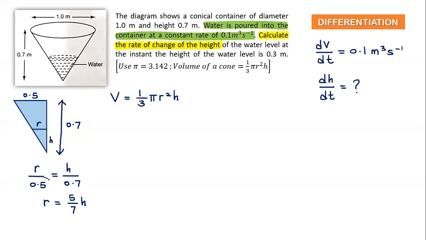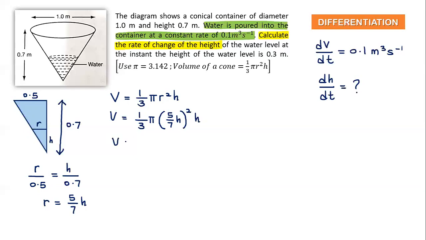You bring this 0.5 over here because it's divide. When you bring that side, it's going to be times. So 0.5 over 0.7 is 5 over 7 h. I'm going to substitute this inside here. So 1 over 3 pi, and your r is going to be 5 over 7 h. Don't forget the square there. Another h is still there.